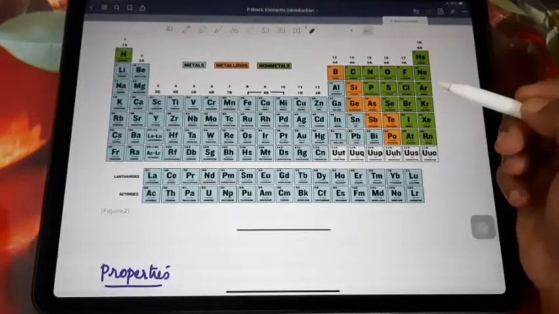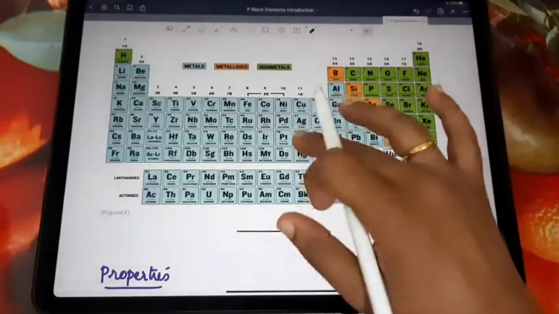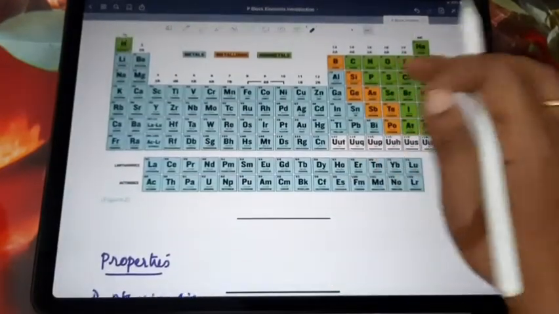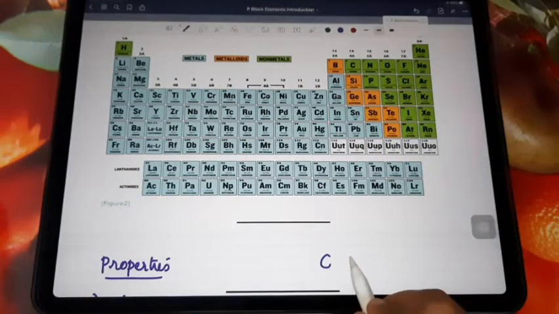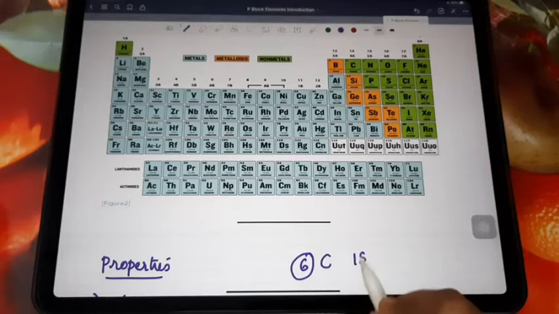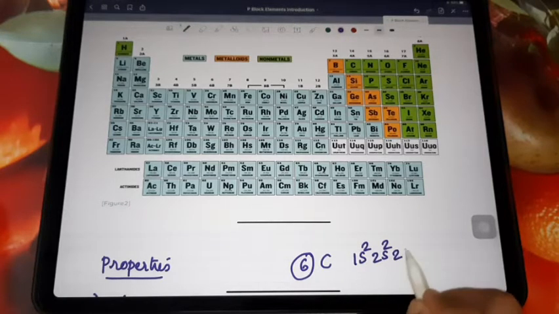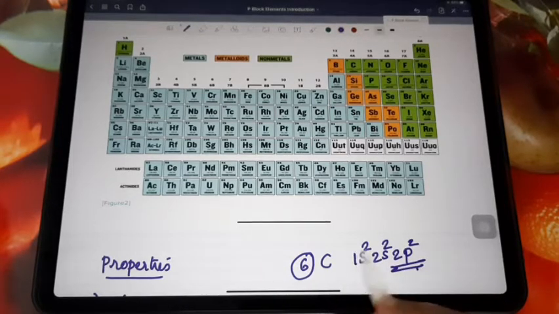Because when you write the electronic configuration of these elements, it ends with the p subshell. Take carbon, it is a P block element, no? Try to write the electronic configuration. Carbon atomic number is 6: 1s2, 2s2, 2p2. So the last electron entered in the p subshell. That's why carbon belongs to the P block.